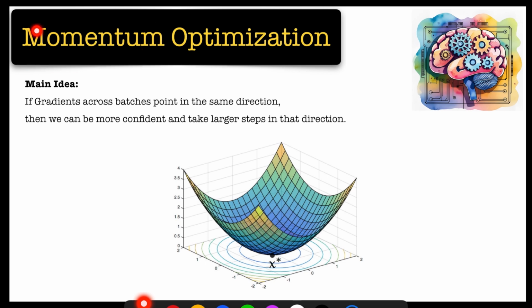In the case of momentum, our main idea is, if gradients across batches point in the same direction, then we can be more confident and take larger steps in that direction. Let's say you are starting at this point, and at each iteration we are moving towards this minimum, right? You are moving in this direction, in the next iteration also in this direction, and next also this direction, then we can take much larger steps in this direction.